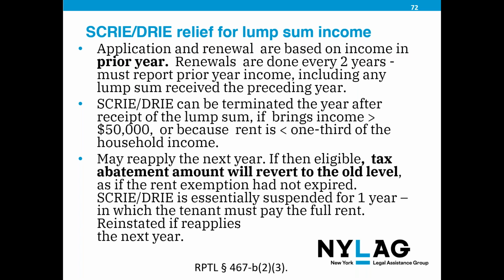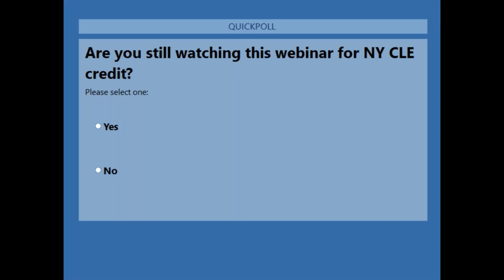Or if increased income brings your rent under a third of your household income. But here's the good news. You can reapply the next year. And assuming you're eligible then, because your previous year's income is back to your regular amount and you didn't receive a lump sum in the previous year, the tax abatement will be reinstated at the old level as if the rent exemption had not expired. So it's essentially suspended for 1 year, except it does require that you remember to go and reapply.